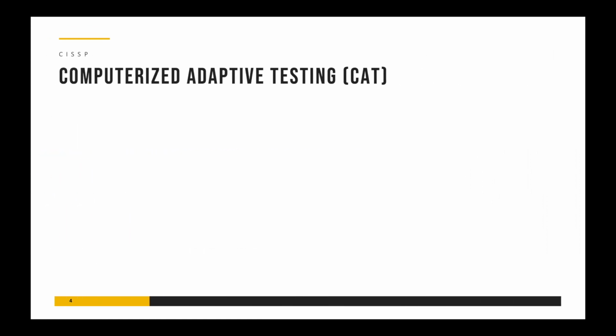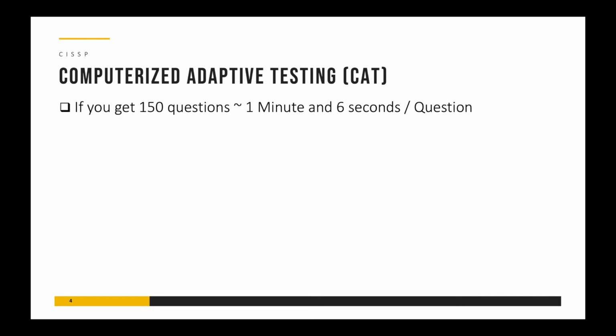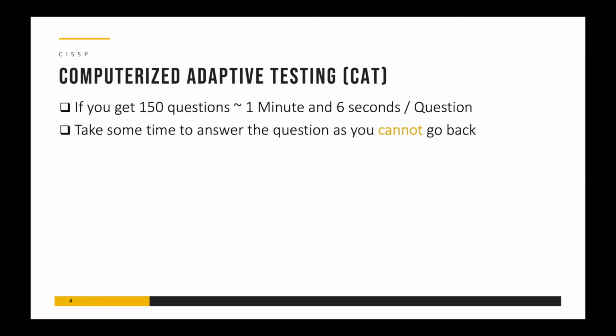Now, a couple of tips for computerized adaptive testing. Even if you get the full 150 questions, you still have roughly 1 minute and 6 seconds for each question, which is quite a reasonable time. You have sufficient time to read every question twice at least, think about the different options and then make your decision. You should always take some time to answer the question, as obviously you cannot go back and change it.